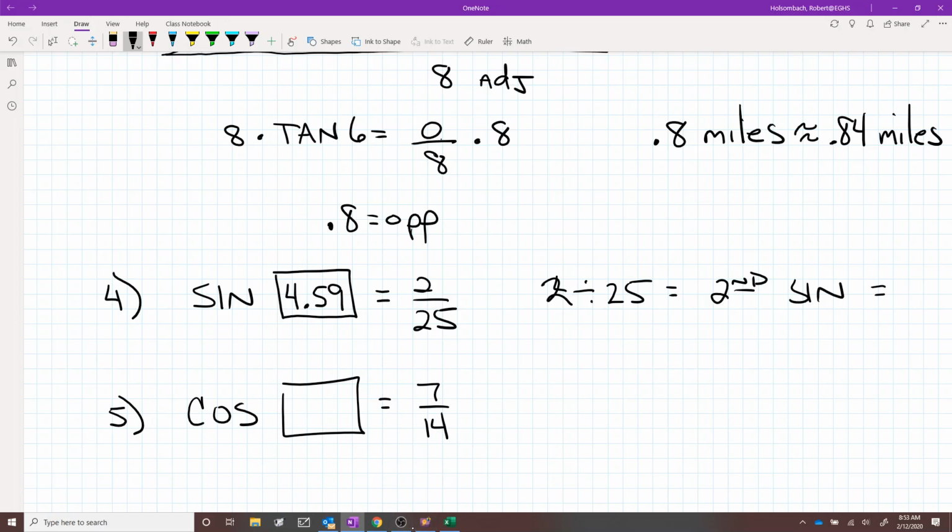It's the same process. In your calculator, you type 7 divided by 14 equals, you'll have a number on your screen, should be 0.5, and then the second button, the big green button, but now cos, and then equals. And that is 60. Everybody good with those calculator steps?